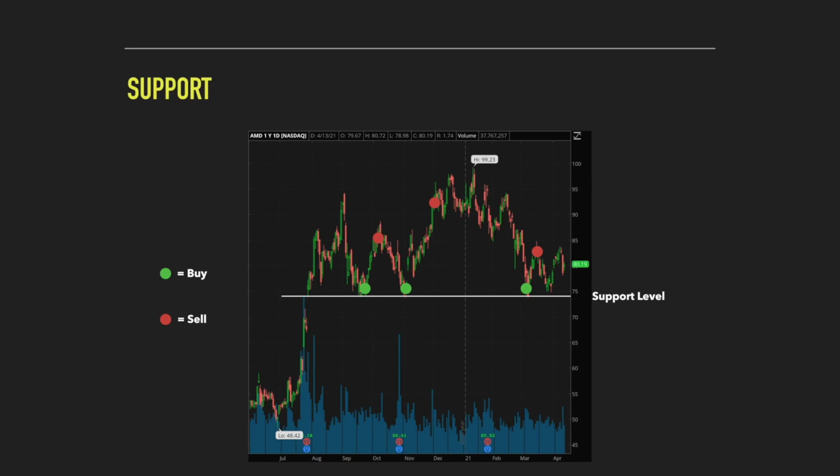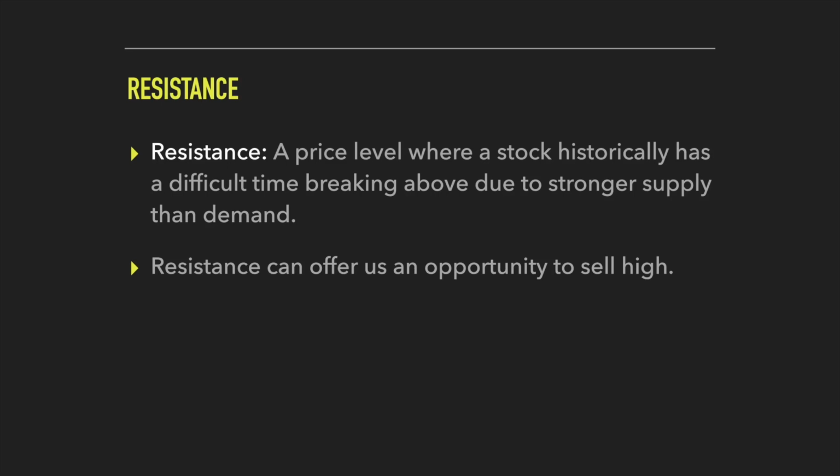Now, on the other side of the spectrum from support, we have pretty much the polar opposite, and that's resistance. Resistance is simply a price level where a stock historically has a difficult time breaking above, due this time to stronger supply than there is demand. So there's more selling and more supply at this price level, which is going to inevitably drive the price down from that level, offering us an opportunity to sell high before the price pulls back down.